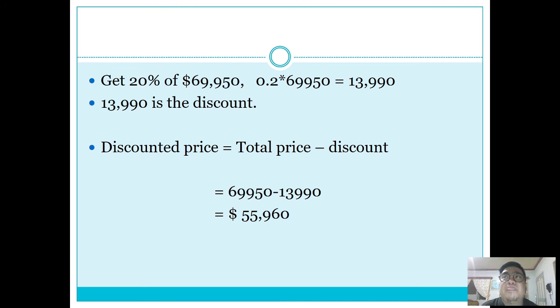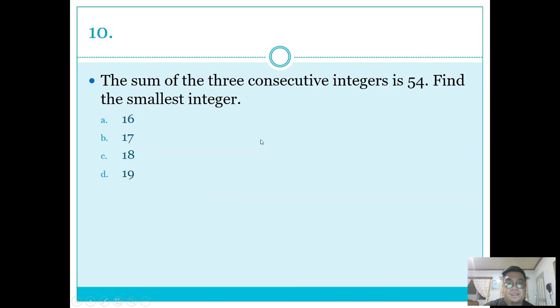Ang iba, ang ginagawa nila, instead of getting 20%, kasi di ba ang babayaran mo na lang 80%. So, why not multiply yung total price sa 0.8? Kapag ginawa nyo kasi yon, multiply nyo sa 0.8 yung total price natin, ang makukuha nyo is 55,960. Okay, it's just the same. Pero ito, mas mabilis kasi yung 20%, instead of multiplying by 20%, will now multiply by 80%. Mas mabilis yun. Okay?